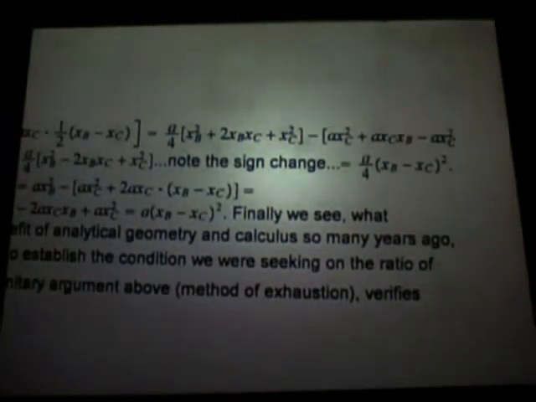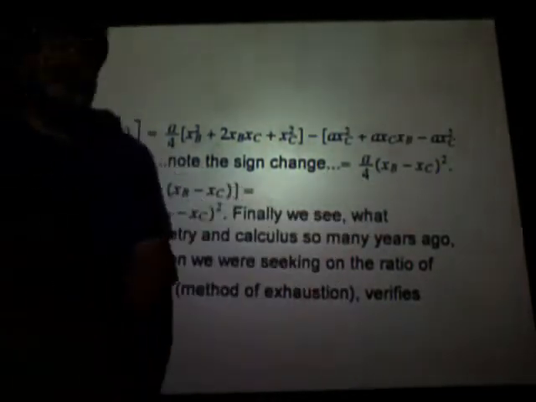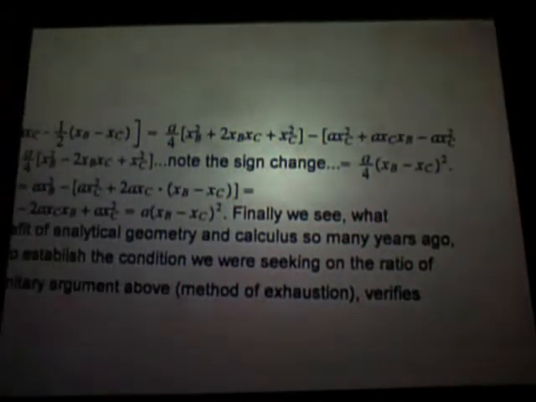All right, you simplified that algebraically, and you just crank through it. There's nothing great. And you get, at the end of the line, a over 4 times x sub b minus x sub c, the quantity squared. That's just what it is. That's the length of the little segment FE. Okay? You just hang in there with the algebra. That's what you get.